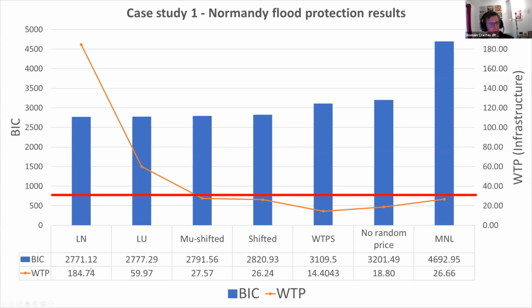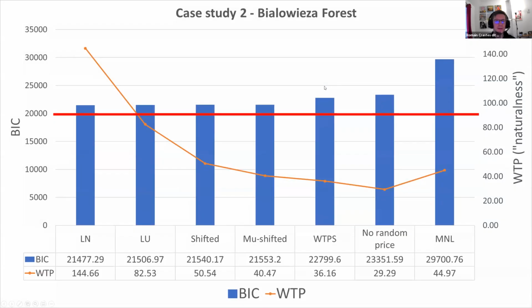And if you look at the log normal BIC, it's very close to the mu shifted one, okay? But at the same time, the mu shifted one achieved these good results without having absurd willingness to pay estimates. And this is something we observe in quite a few cases, okay?